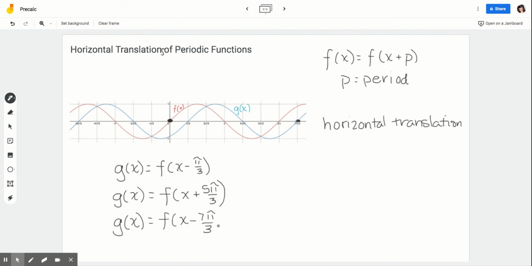So there are infinitely many translations, always separated by the period, but there are going to be many different translations that you could write for a horizontal translation when it's a periodic function because of the periodic nature. So you could say this point corresponds to this point, but that's not always the only answer.